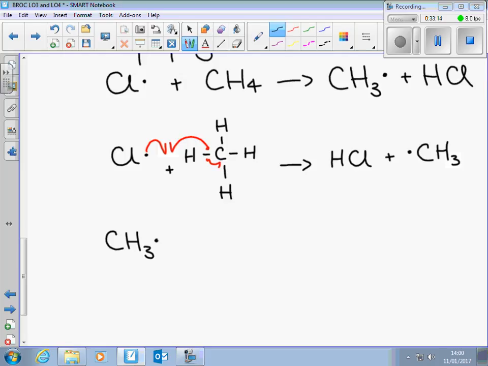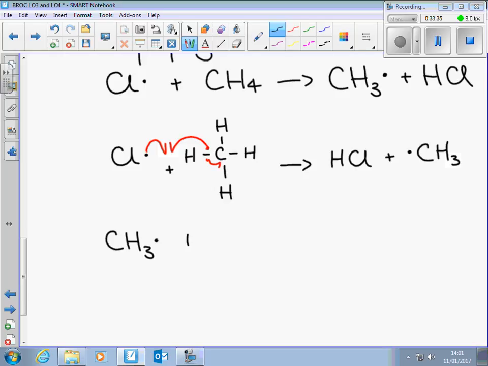And I just realised that the top box on that last sheet just has CH3. It doesn't have a dot. All right, there's no radical dot there, and there should be. The one below is okay because you can see where it's going with that one.